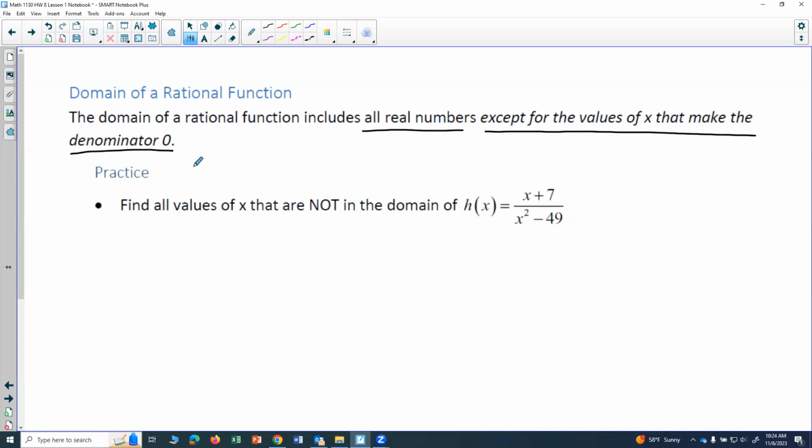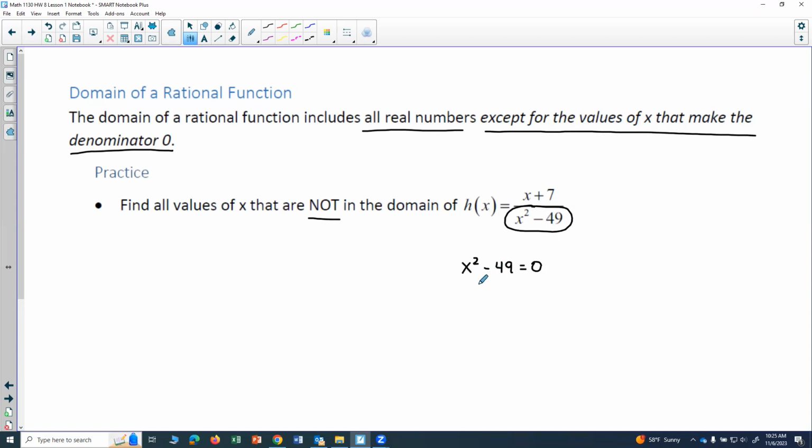So in our practice problem, it says find all values of x that are not in the domain of h of x. Not in the domain. And so what we want to do is focus on the denominator. So our denominator is x squared minus 49. So what I want to do is actually set this equal to 0. I'll do x squared minus 49 equals 0. And I want to solve that.